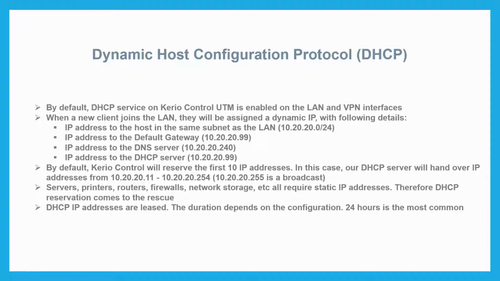By default, Kerio Control will reserve the first 10 IP addresses on the DHCP server. So in our lab environment, it means that the Kerio Control DHCP server will hand out IPs from 11 up to 254. That is 10.20.20.11 up to 10.20.20.254.